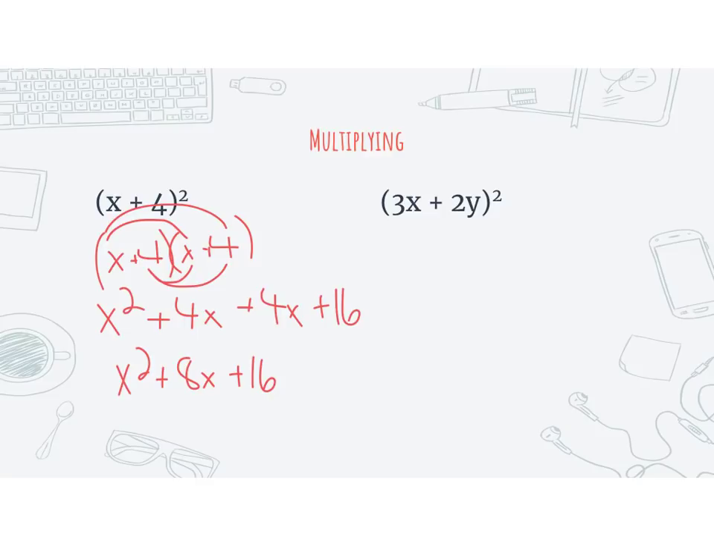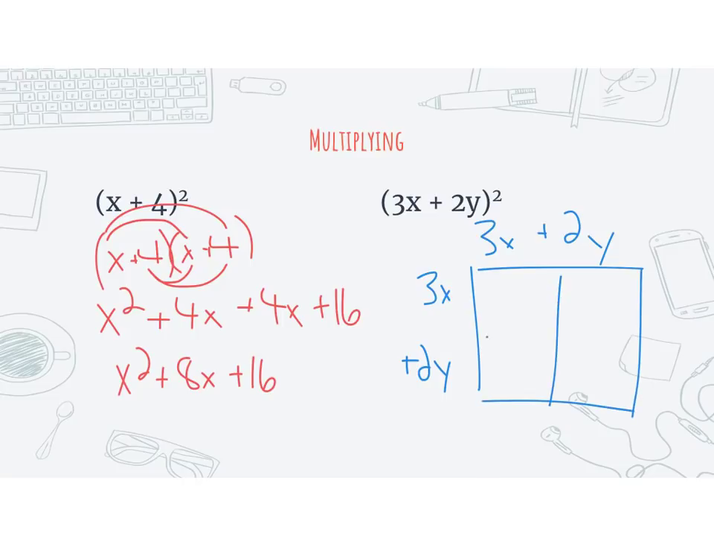Now, yesterday we talked about a box method as well, or area model. Hey, we can do the same with these, so I'll do that for the second one here. So I will get 3x plus 2y down one side, and 3x plus 2y across the top. Draw our box, and again, where they multiply together, we fill those in. So 3x times 3x is 9x squared.